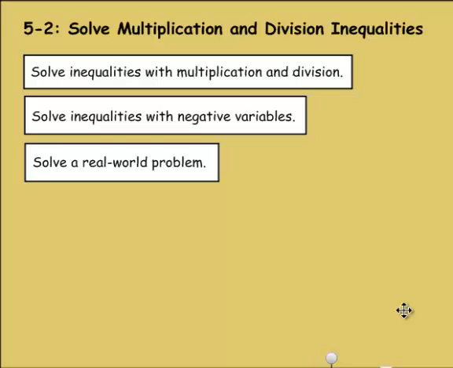We're on lesson 2 of chapter 5, which is to solve multiplication and division inequalities. So we're going to do just that in the first part here. We're also going to solve inequalities with negative variables. Then we'll solve a real-world problem.